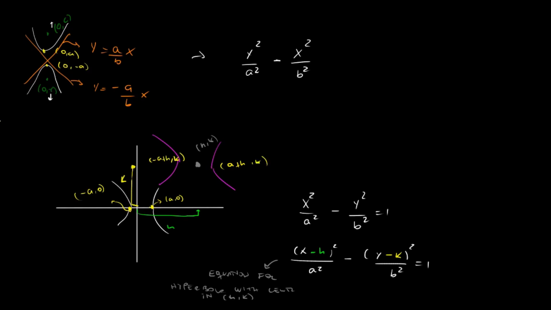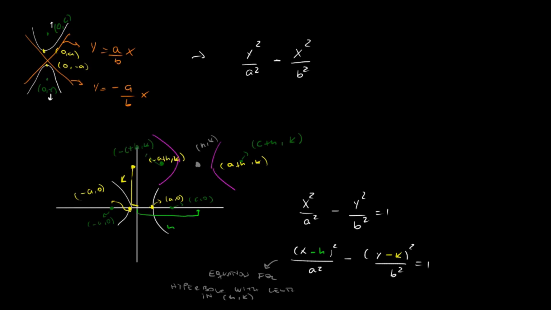The same thing will happen to the focus points. Here we had one at (minus c, 0) and this one at (c, 0). But now for this focus, the x coordinate was moved h units, so it would be c plus h, and k units upwards. And the other one will be the same: (minus c plus h, k).